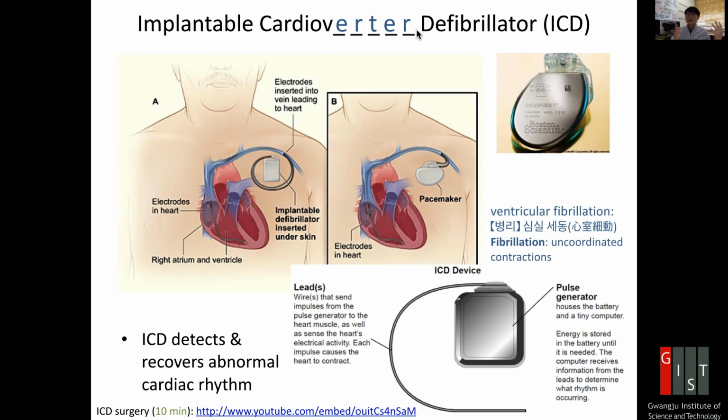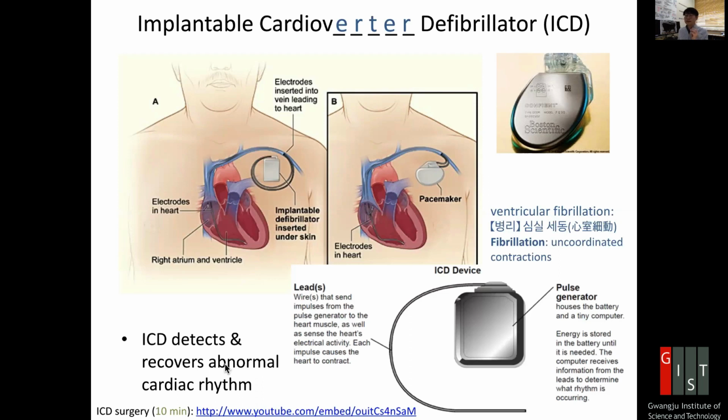And what's the difference between the pacemaker and this ICD? It looks quite similar up front, but the goal of the pacemaker is to make the heartbeat regular. So it just sends out a regular signal for the heart to contract, while the defibrillator has to listen to the heart ECG in real time, read the heart's signal, and have an algorithm for when it becomes a problematic state. It has to send out a strong electrical shock impulse to reset or defibrillate the heart. So this implantable cardioverter defibrillator actually has to detect and recover abnormal cardiac rhythm.